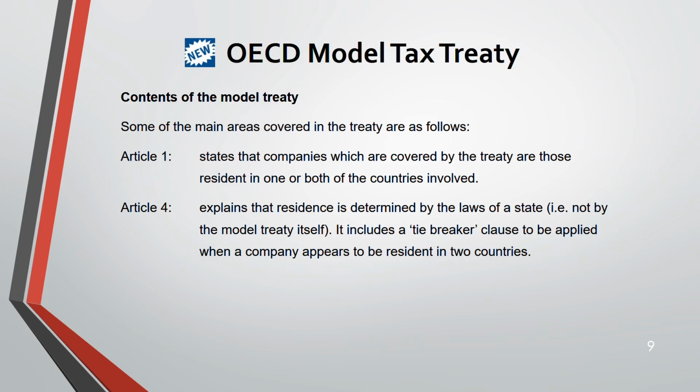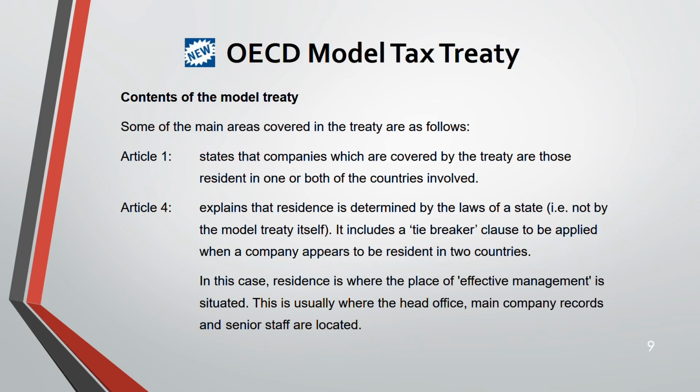Okay? It explains that residence is determined by the laws of a state, not by the model treaty. This includes a tiebreaker clause to be applied when a company appears to be resident in two countries. Like how you see in a football match, we have a tiebreaker. Same we have for this. Now, in this case, residence is where the place of effective management is situated. For example, where your head office, main company records and senior staff are located. Based on that, we'll decide the company residence.